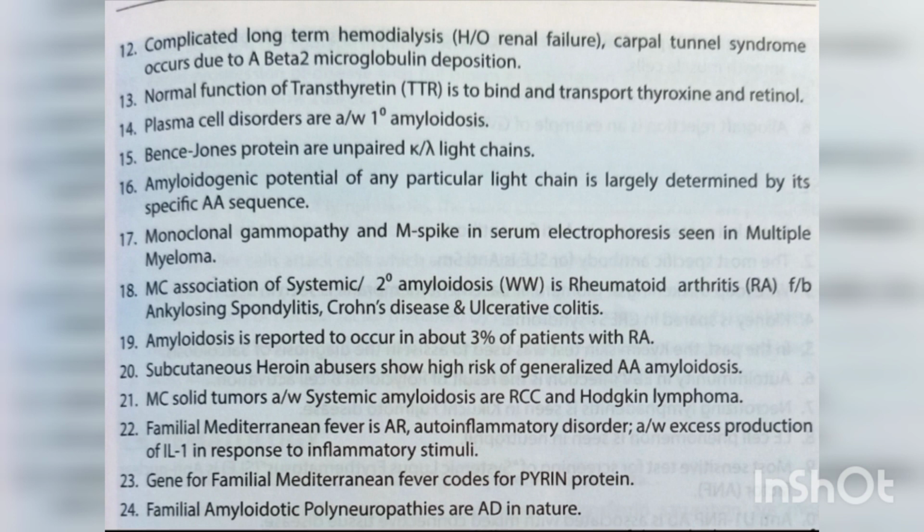Familial Mediterranean fever is an autosomal recessive autoinflammatory disorder associated with excess production of IL-1 in response to inflammatory stimuli. Gene for familial Mediterranean fever codes for pyrin protein. Familial amyloidotic polyneuropathies are autosomal dominant in nature.